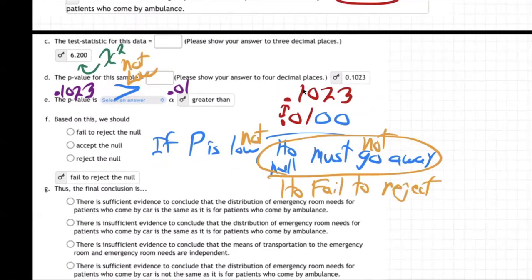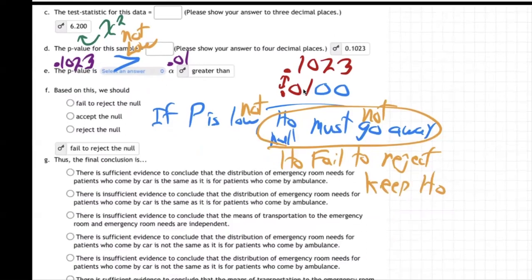We're not rejecting it. In fact, we're going to keep the null, aren't we? Right? If the P is low, the null must go. If the P is not low, our P is greater, then the null must not go away. Don't reject the null. Fail to reject the null. That's what I put here. Keep the null.